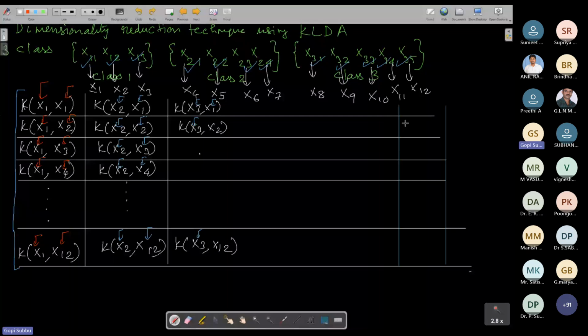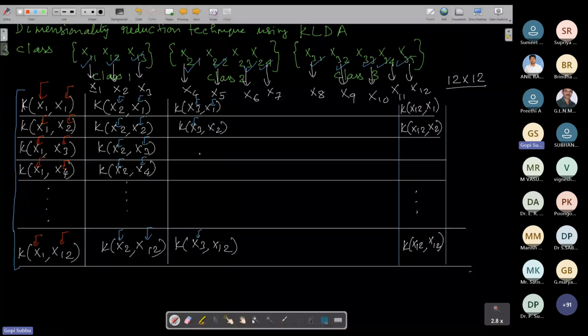K of x12, and we have to start with again x1. K of x12, x2, it goes like that, and then finally K of x12 comma x12 here. So this matrix is of size 12 cross 12, right? Because we had all possible combinations here, right? So now, once this matrix is obtained, right?